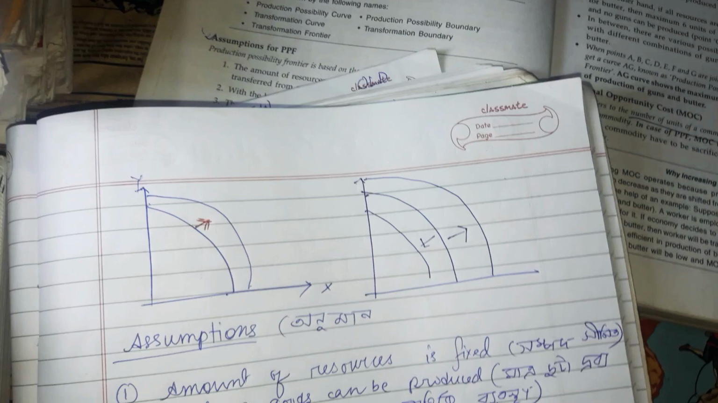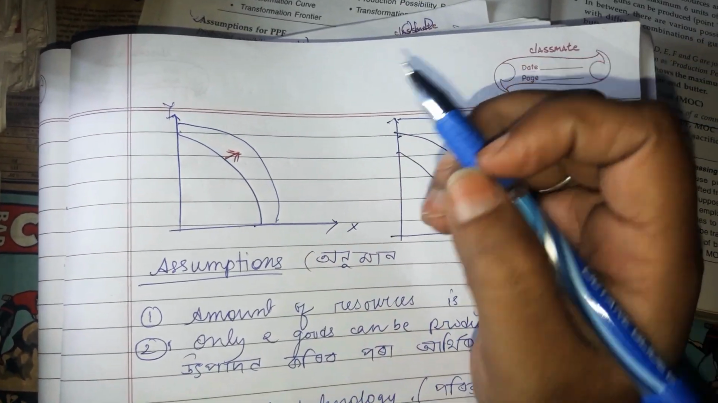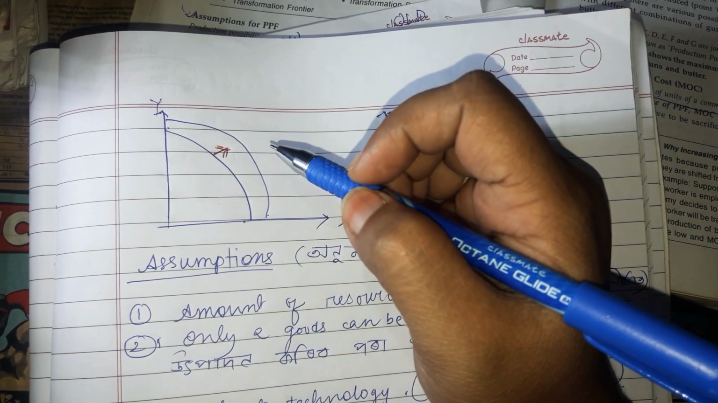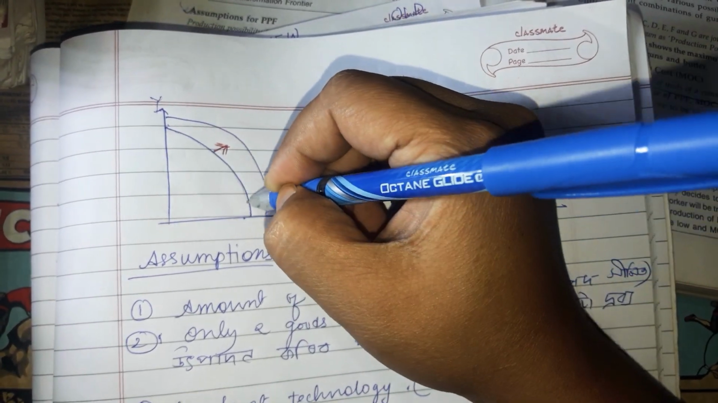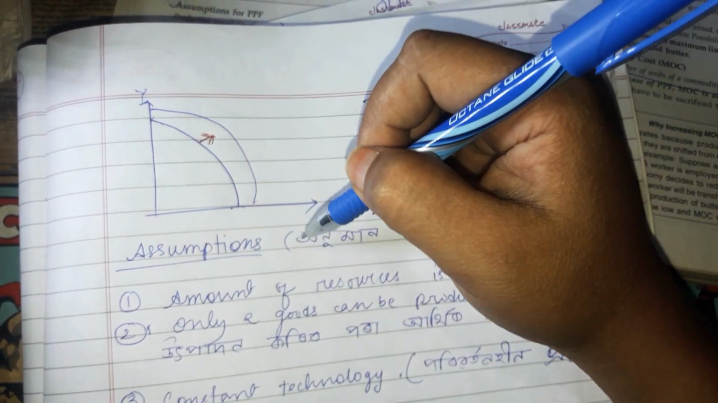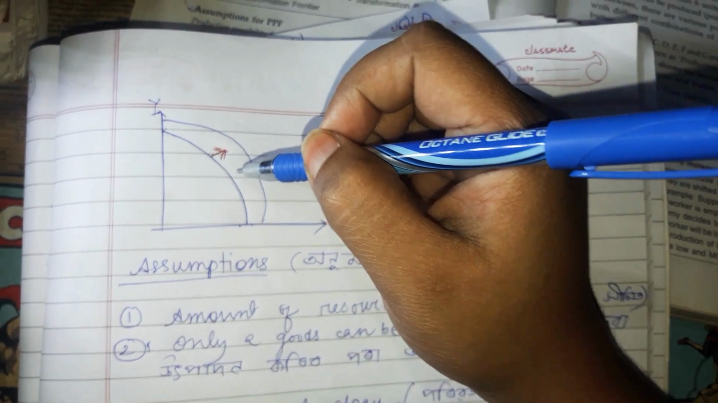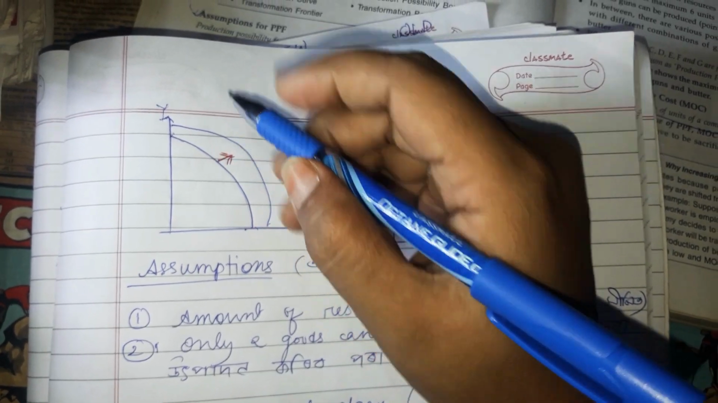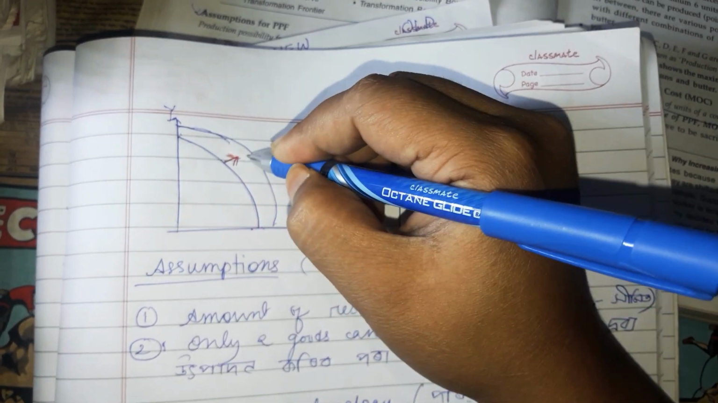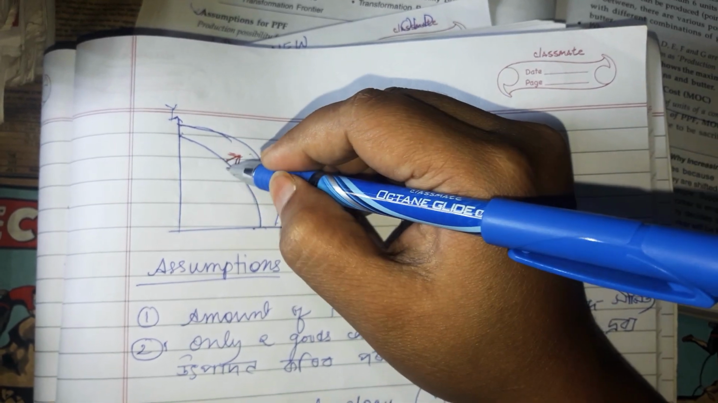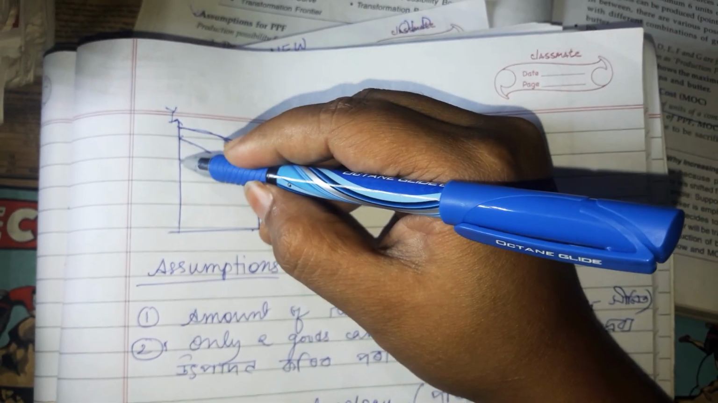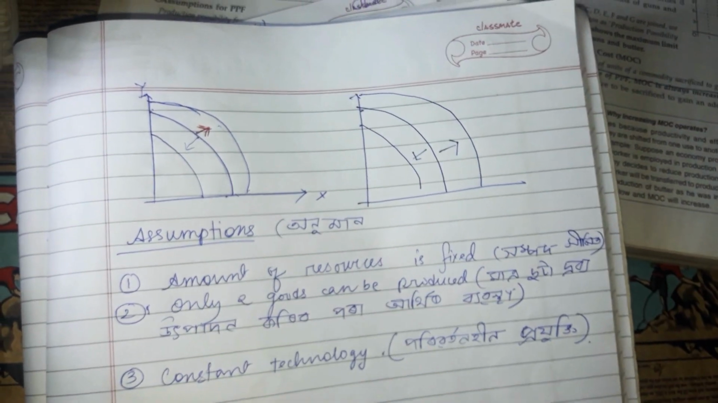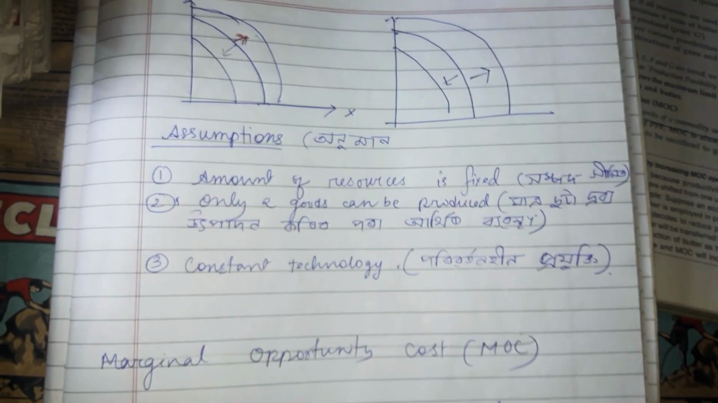Now let's see one thing. What happens if the resources of the producer increase? Suppose this is the initial production possibility frontier, and suppose the resources of the producer increase, so what will happen? The production possibility frontier will shift towards the right. So this will be the new production possibility frontier. If the resources are reduced, then the production possibility frontier will shift towards the left. So this is all about the production possibility frontier.